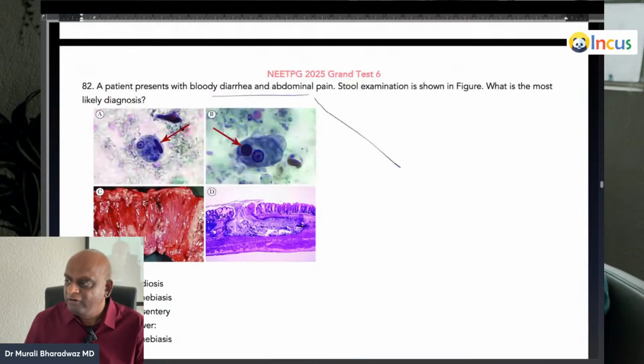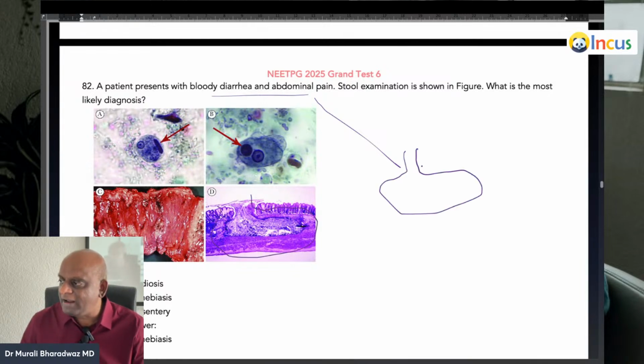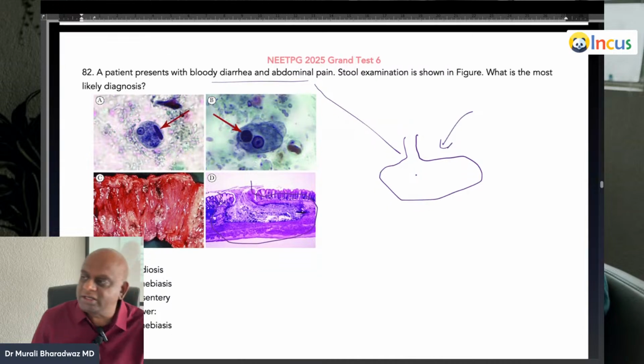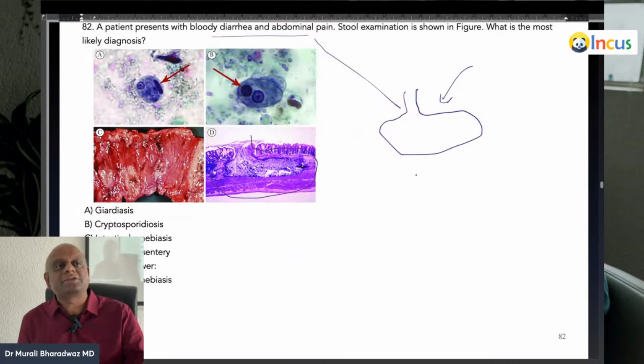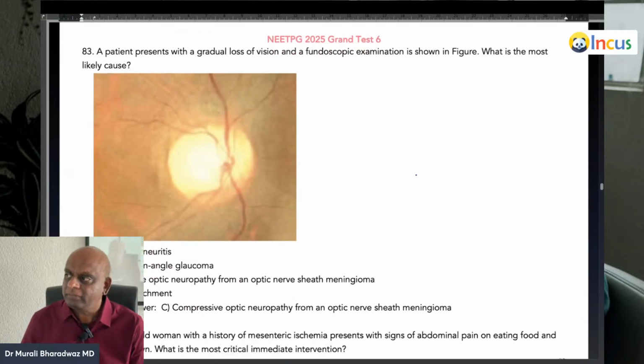A patient has a bloody diarrhea, abdominal pain, stool examination is being shown to you. So what do you see, doctor? Flask-shaped ulcer. What is important? Flask-shaped ulcer, which is classical of intestinal amoebiasis, is what you should remember.